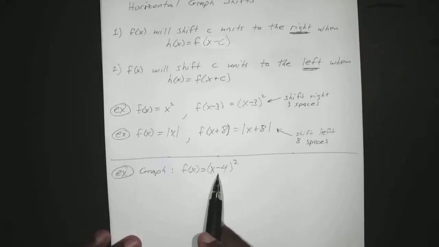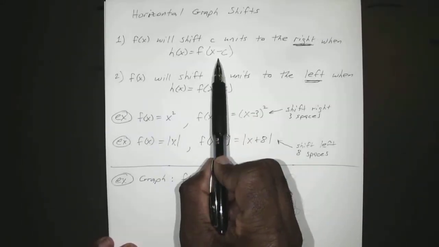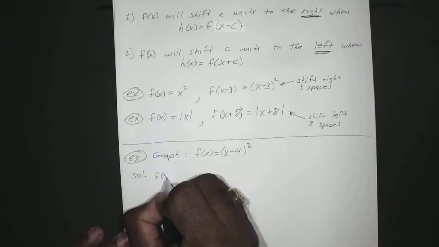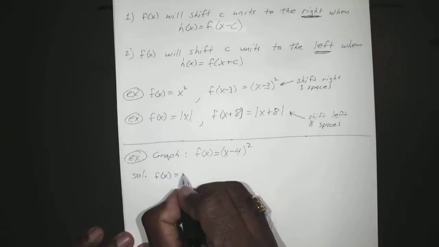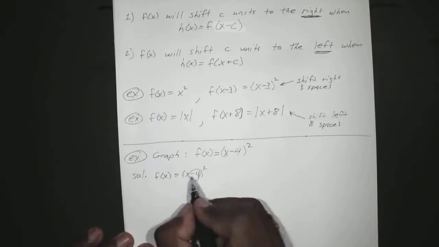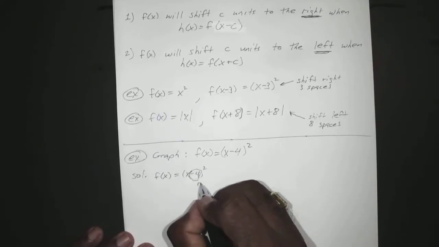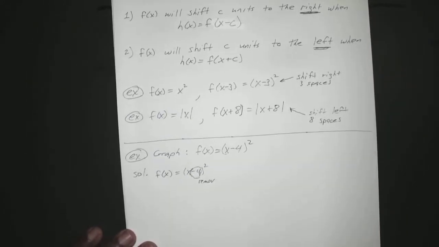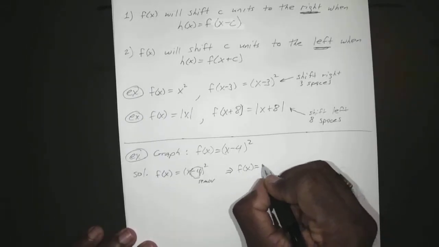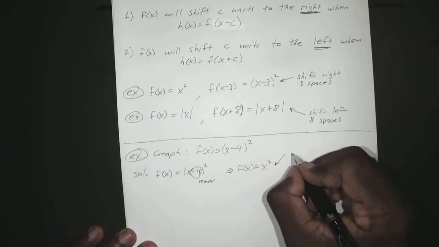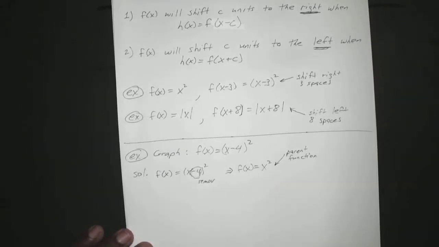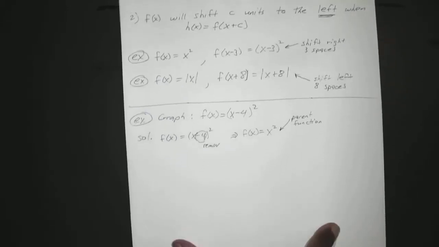Okay, so you can tell just by the setup that it's going to shift 4 units to the right. Okay, but if we have f of x equals (x minus 4) squared, you want to get rid of every number that's not an exponent. So you're going to remove that minus 4. And that leaves us with f of x equals x squared, which is our parent function. Okay, so that's the function everything is going to start from.